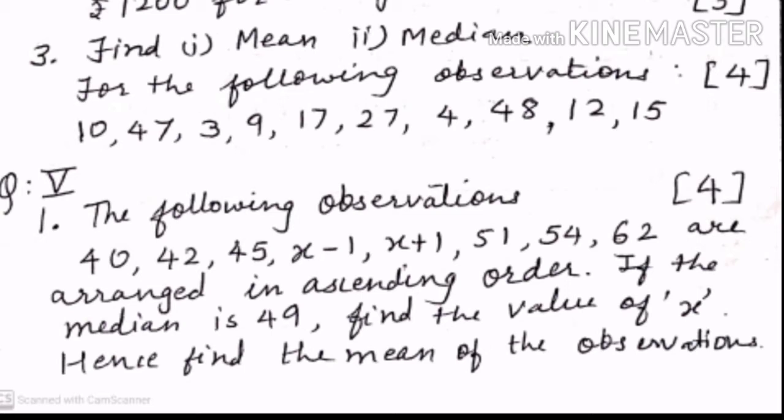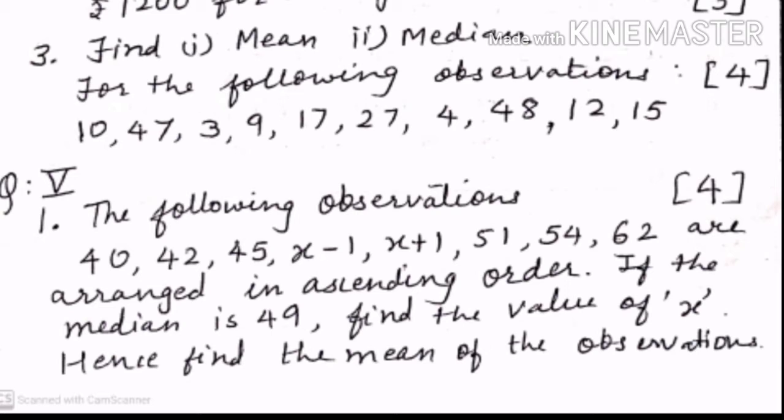Question number 5, find the following observations, again the statistic question, students, 4 marks. That here some observations are given which are already arranged in ascending order. So there is no need to again arrange it. So if the median is 49, already median is given 49, so find the value of x. Hence find the mean of the observations. So in this type of question, first of all you have to use your median formula n plus 1 by 2, and you have to solve it so that you get value x.